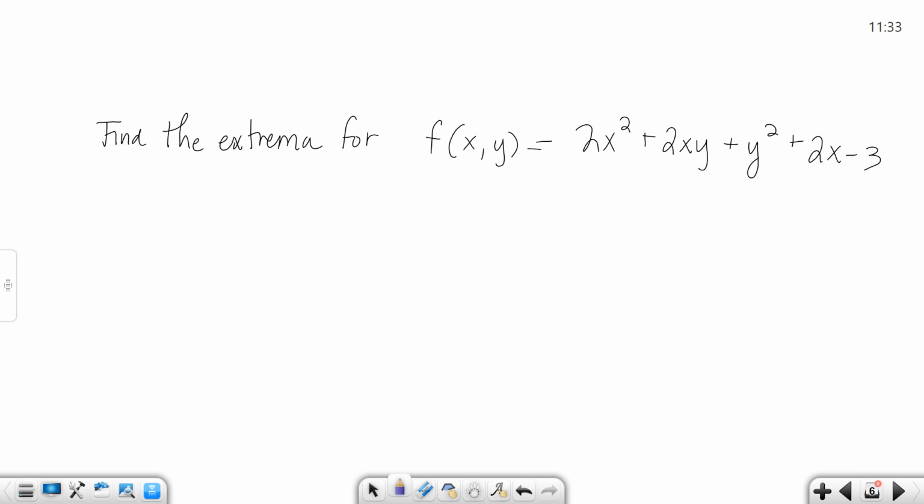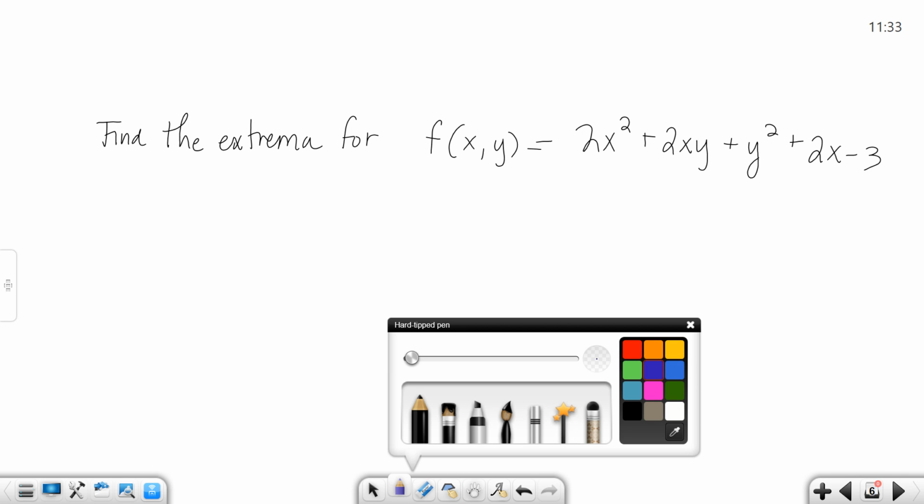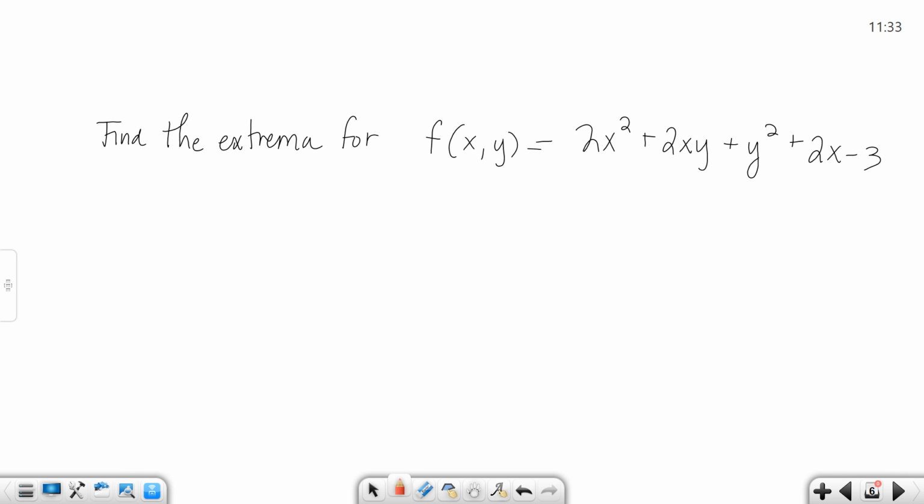Okay, so here's the second part of that section. We have two problems left to do. So we'll take the partial derivative with respect to x. Still the same thing, find the extrema. So we get 4x plus 2y plus 2. And we'll take the partial derivative with respect to y. So we get 2x plus 2y.